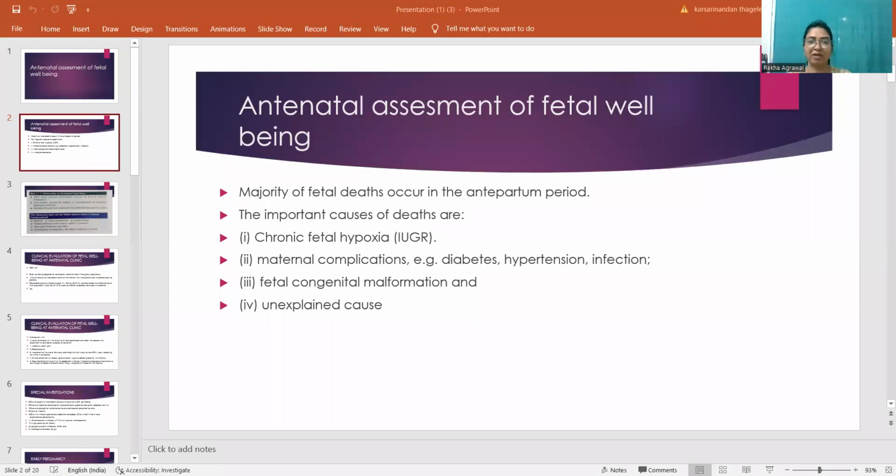Antenatal assessment of fetal well-being. I'm Dr. Rekha Agrawal. So today we'll deal with the topic antenatal assessment of fetus. The majority of the fetal deaths occur in the antepartum period, that is in the utero. The important causes of death are, first, chronic fetal asphyxia and hypoxia, that is the intrauterine growth retardation. Then another is the maternal complications like diabetes in pregnancy, PIH, infections in pregnancy. Then fetal congenital malformations, which may be because of different reasons, and unexplained causes are also there for the fetal malformations.